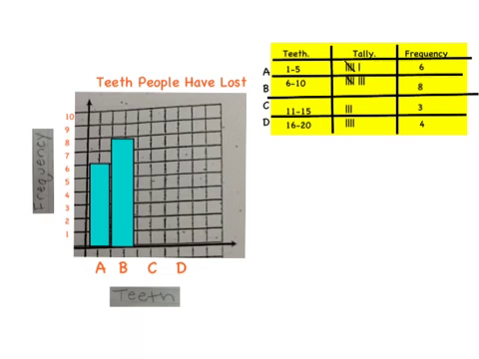Then in row C, there were 3. So we go over to 3 and down. Then in row D, there were 4. So we go over to 4 and down. That wasn't the perfect histogram, but that's how it should look.